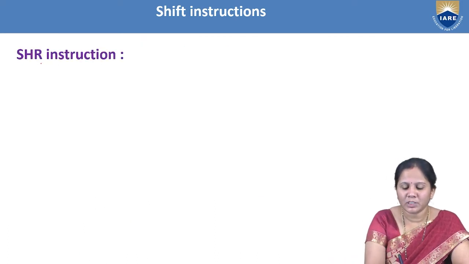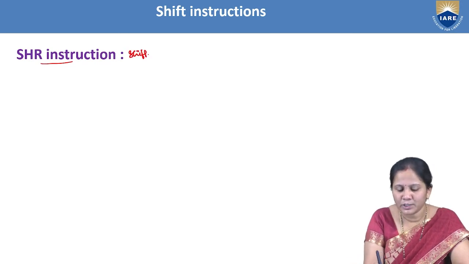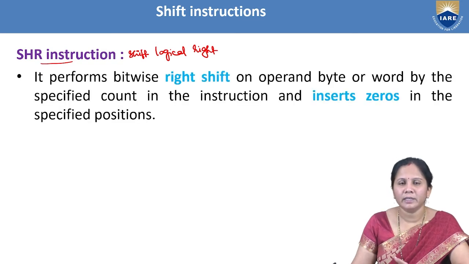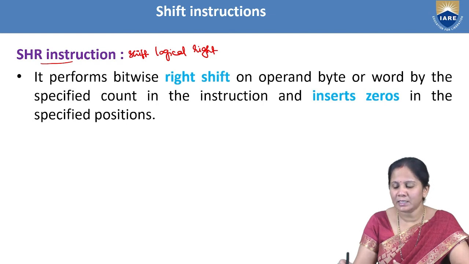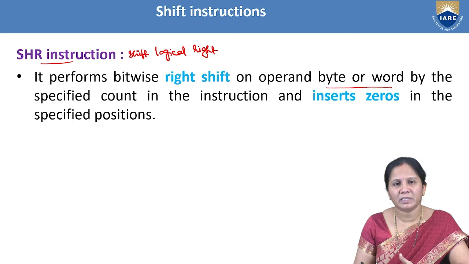Next, coming to the shift right instruction, SHR represents shift logical right. When this instruction is executed, the bits will be moved towards the right by 1 bit. The data size here also may be either byte size or word size. When the bits are shifted towards the right, the leftmost bit will become vacant. The leftmost bit is called the MSB bit. That vacant MSB bit will be filled with 0 in this case.